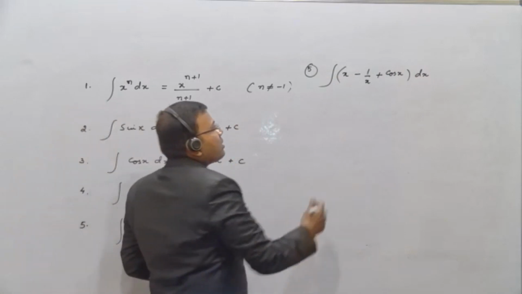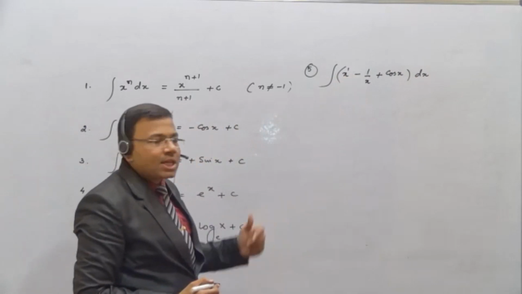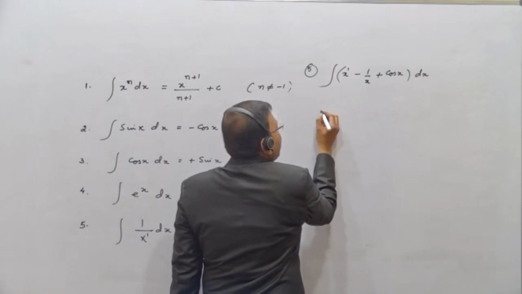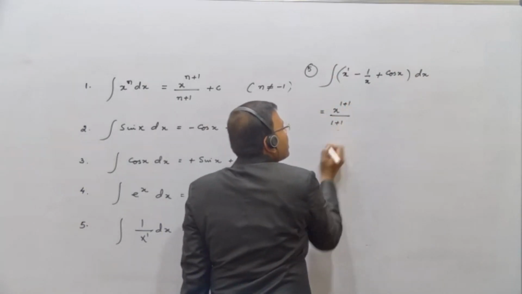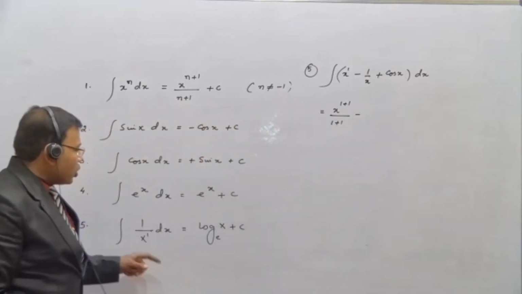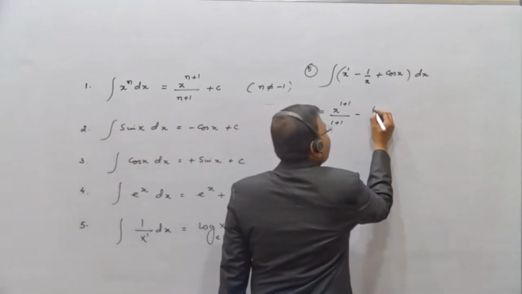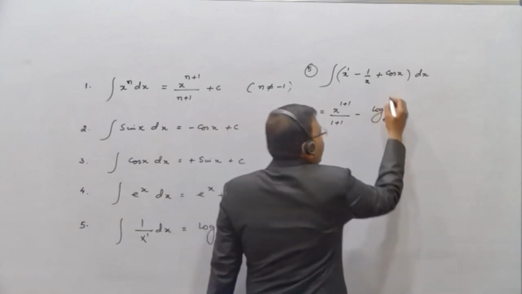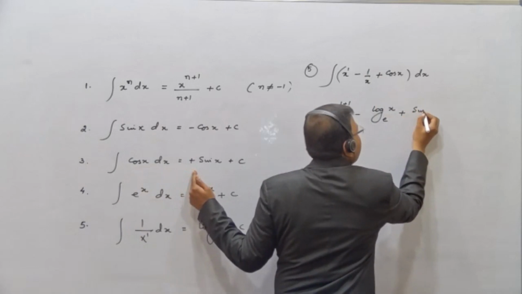So how to move with this? Here nothing is there, which means x power 1 is there. So x power 1. Here I can write x power 1 plus 1 by 1 plus 1 minus integration of 1 by x. What is integration of 1 by x? It is log x base e. So here I take log x base e. And you know integration of cos x is just sine x.